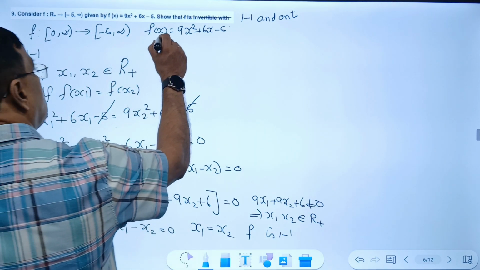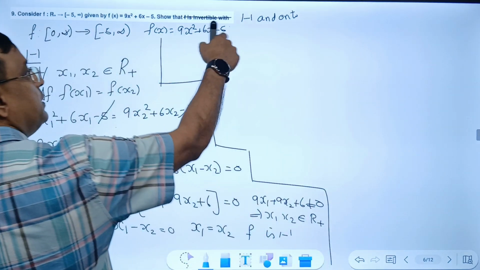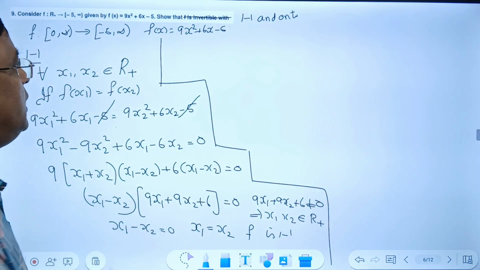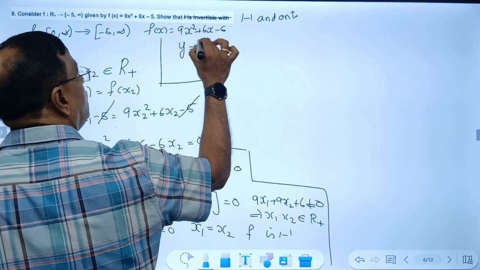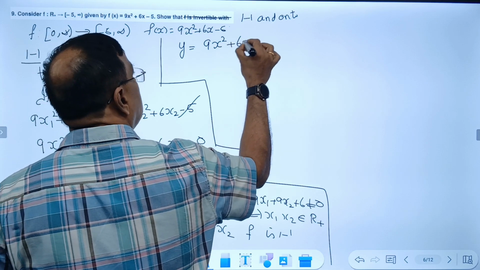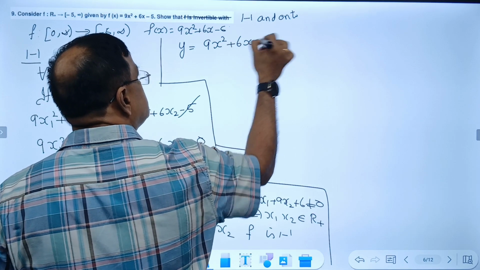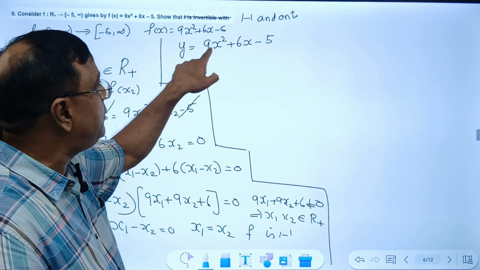Now how do I check onto? There are different ways to do it. You can complete the square and do it, or I prefer to use the quadratic formula. I always like to use the quadratic formula because that will be a common approach for any problem. In this case, the easiest thing is to complete the square because it's a perfect square.